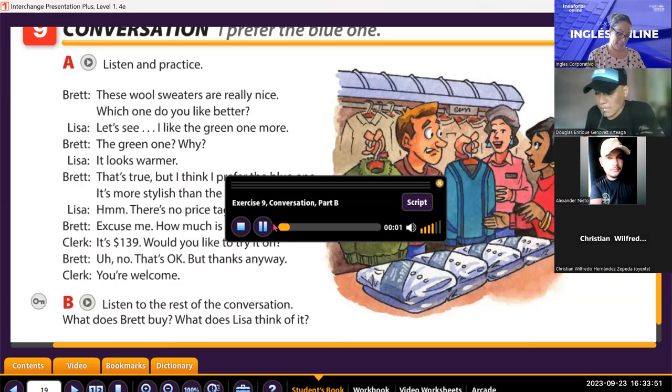Page 19, Exercise 9, Part B. Listen to the rest of the conversation. What does Brett buy? What does Lisa think of it? Wow, that sweater is really expensive. I don't want to spend that much money. Oh, look. There are some things on sale over there. Oh, you're right. These shirts are really nice. And they're cheap, too. I like this one. Is it cotton? Let's see. Yes, it is. It looks nice on you. The colors are really cool. Great. I'll take it.